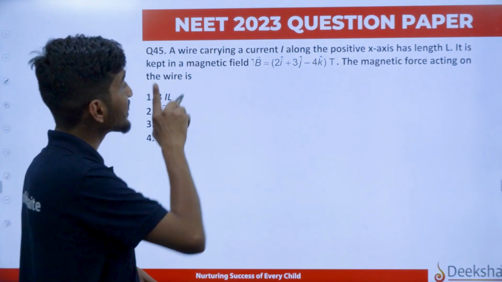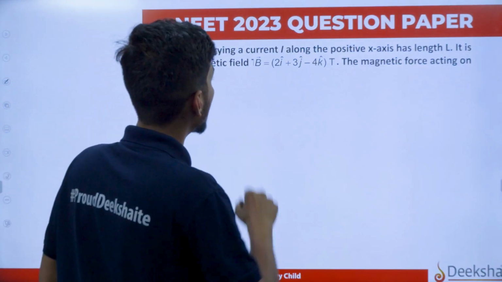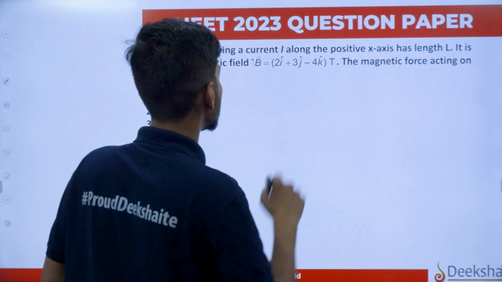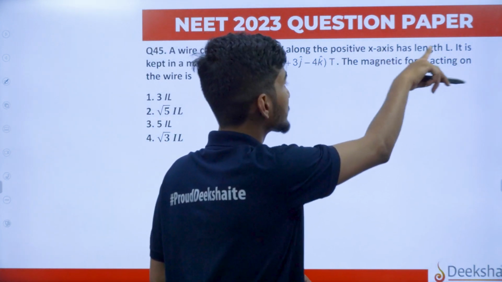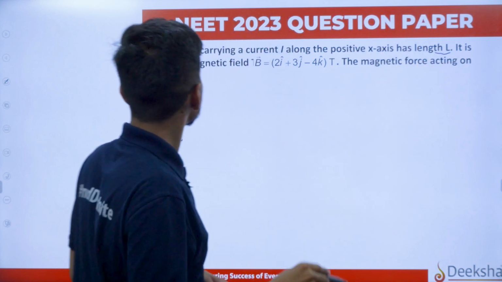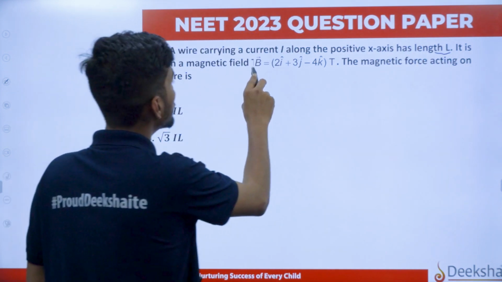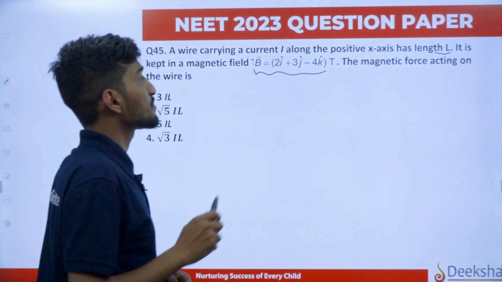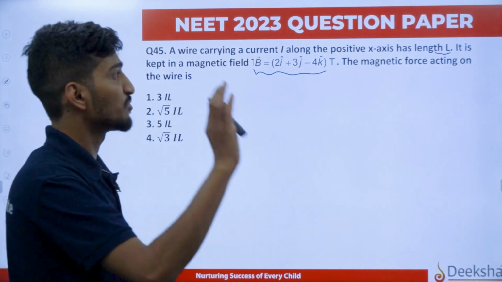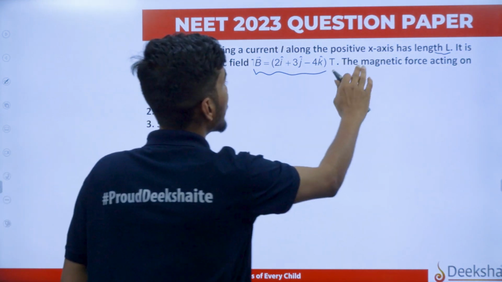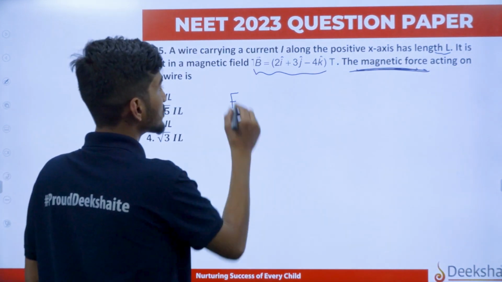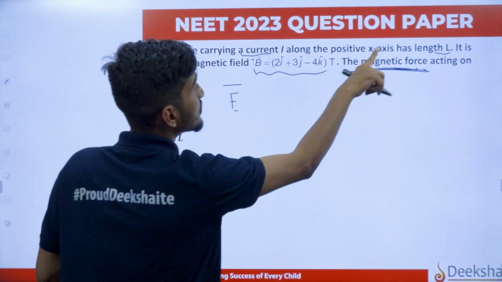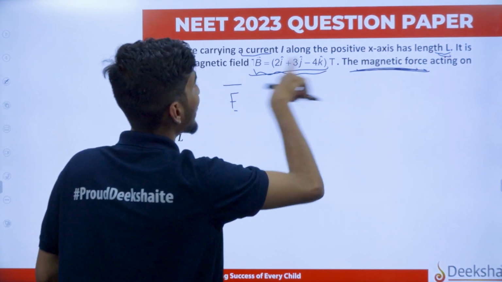Question says a wire carrying current I along positive x-axis. Okay, so the wire is carrying a current along positive x-axis and has length L. It is kept in magnetic field B, which is given as 2 i cap plus 3 j cap minus 4 k cap. Okay, some vector value. Find out the value of magnetic force when current, length and magnetic field is given.